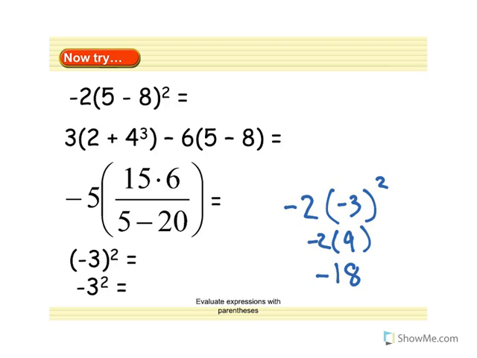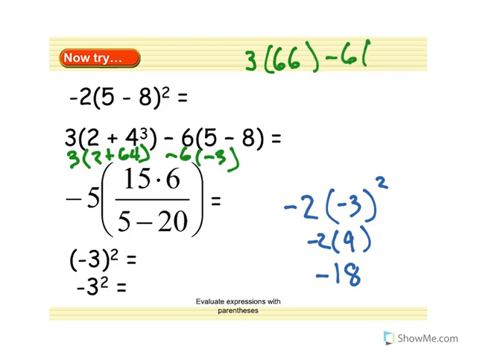All right, for the next one, I'm going to evaluate for the sake of what we're doing here. So this is 3 times 2 plus 4 cubed, which is 64. And then I have minus 6 times 5 minus 8, which is negative 3. I'm going to rewrite this on top. So I've got 3 times the 2 plus 64, which is 66, minus negative 6 times negative 3.